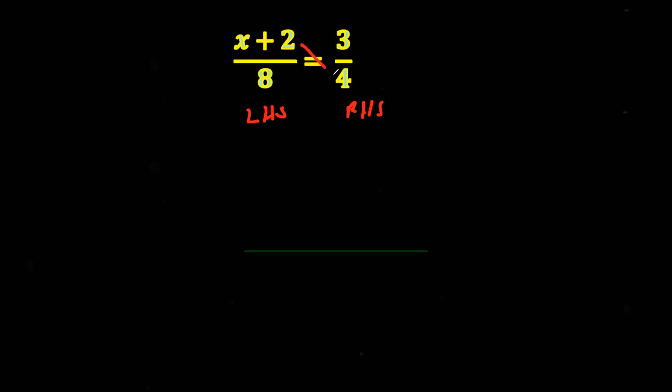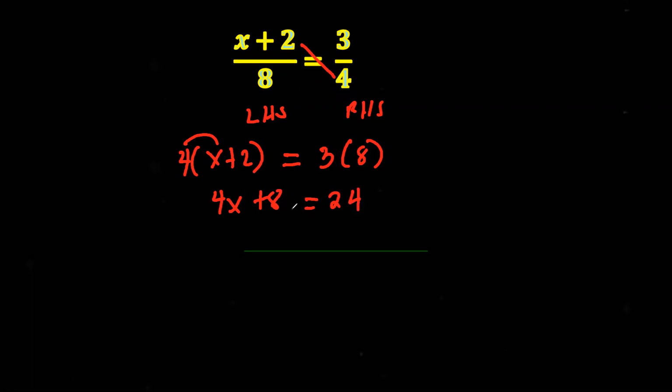So multiply x plus 2 by 4. Copy equal sign, multiply 3 and 8. So distribute 4. This will become 4x plus 8 is equal to 24. And then since we're solving for x, we need to remove all the numbers where the x lies. So 8, to remove 8, we can simply subtract 8 from both sides of the equation.